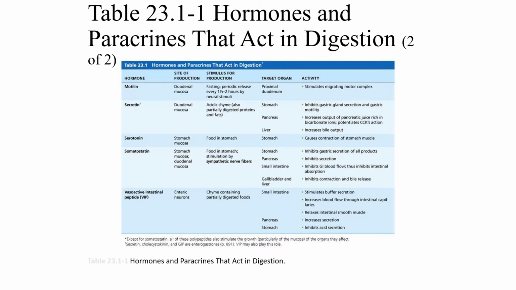So let me go over that list one more time. You ready? CCK, gastrin, histamine, intestinal gastrin, secretin, serotonin, somatostatin. You probably remember serotonin as a hormone that also works in the brain, and you're right.